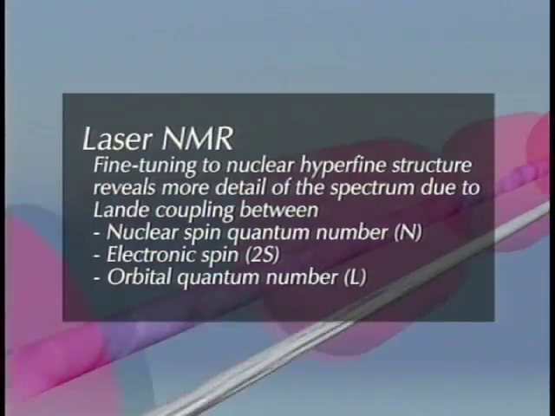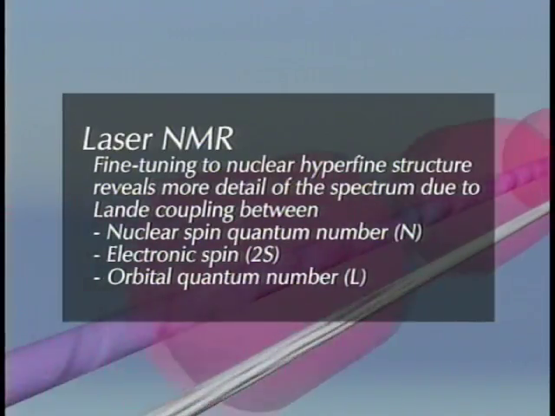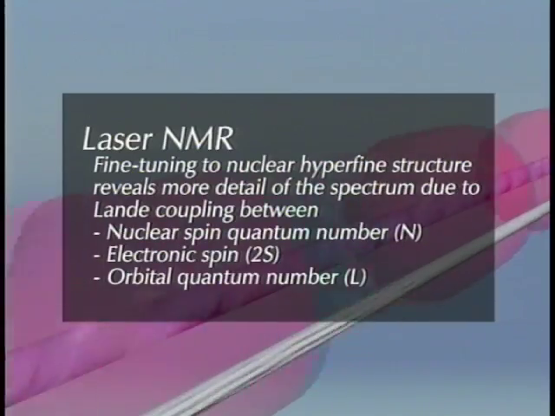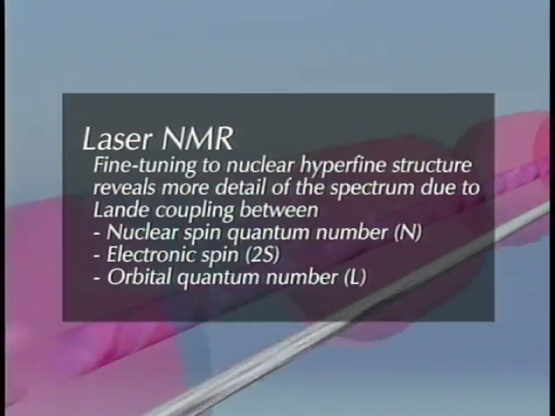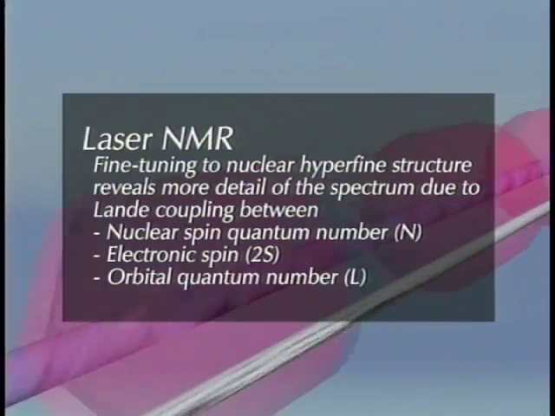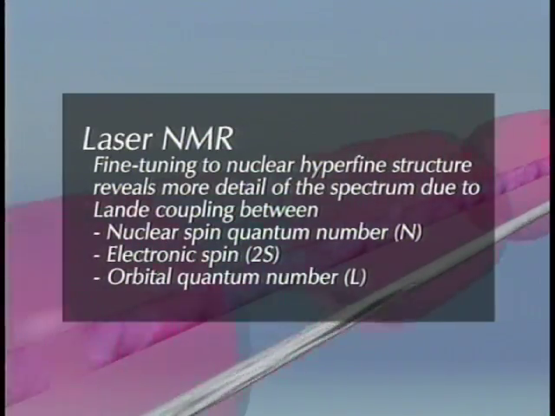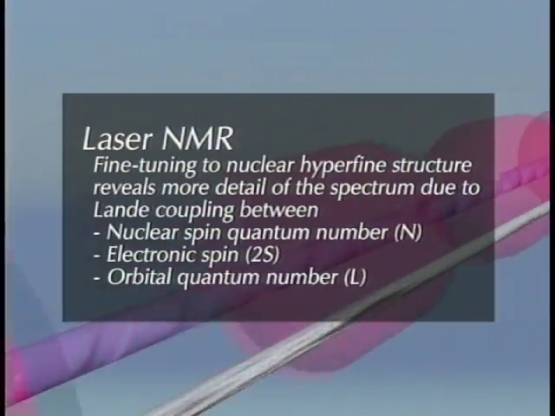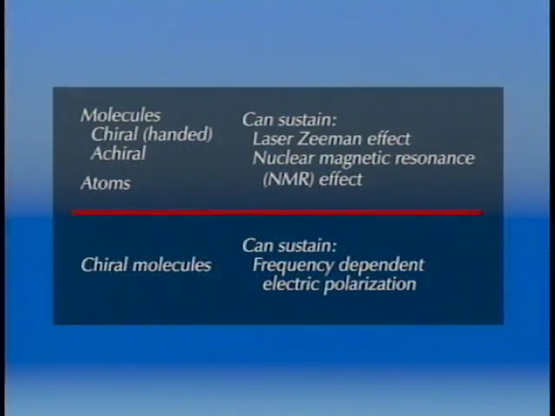Considering the vast amount of work carried out with conventional NMR, there is reason to be optimistic about the potential of laser NMR and EPR. Initially, these techniques may be used to study material in the gas phase using the well-developed techniques of ultra-high-resolution spectroscopy developed at MIT. The laser Zeeman effect and the NMR effect are sustainable in all types of molecules, both chiral and achiral, as well as in ensembles of single atoms.